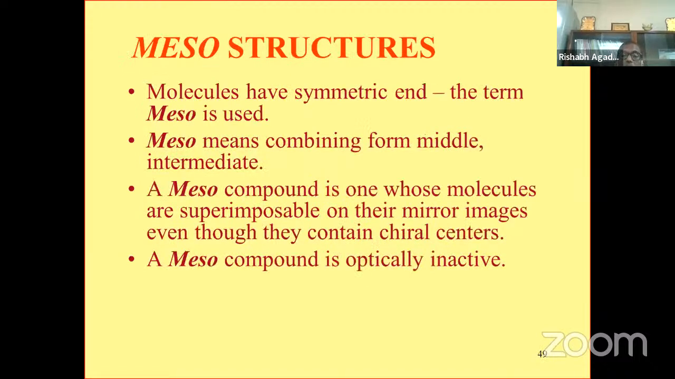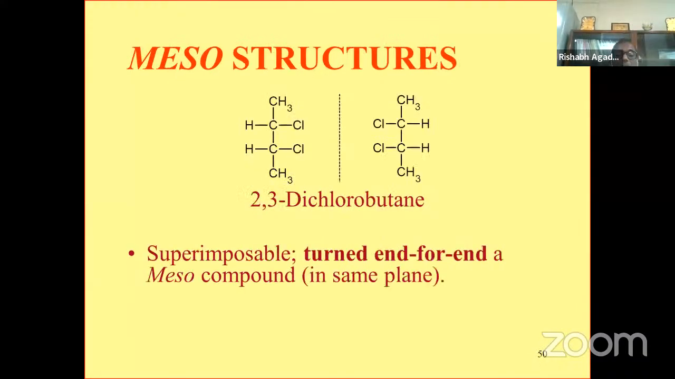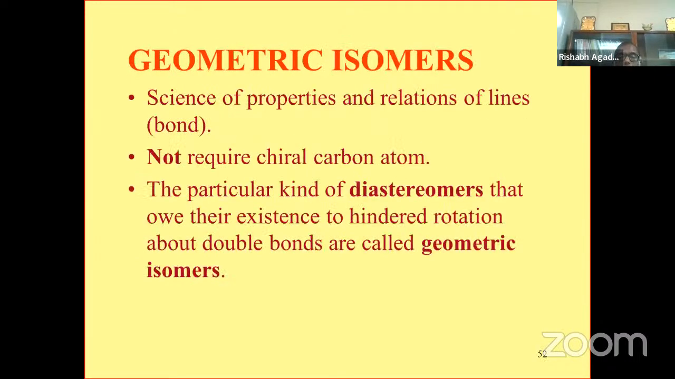Now the meso structure, so here meso means combining from the middle. So the compound is one whose molecules are superimposable on their mirror images, even though they contain chiral centers, and a meso compound is optically inactive. So again it will be regulating the stability testing. The meso structure, 2,3-dichlorobutane, or turn end for end, you get a meso compound in the same plane. Here I have shown that dotted line.